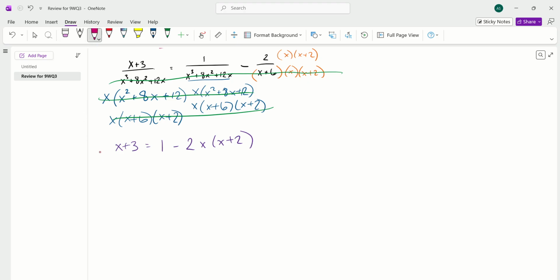Okay, before we go any further, I'm just going to write off to the side what x is not allowed to be. x is not allowed to be -6, x is not allowed to be 0, and x is not allowed to be -2. Okay, now we're going to look at this equation, and we're going to think, what can we do? And if you thought, maybe I could distribute this, you would be right.